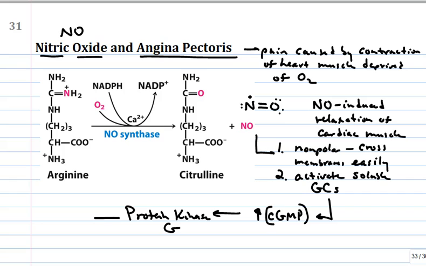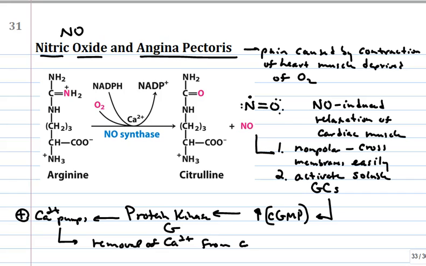If you activate protein kinase G, then you activate calcium ion pumps in heart tissue. These are responsible for the removal of calcium ions from the cytosol of heart tissue or heart cells, and then you basically decrease contraction of these muscles.